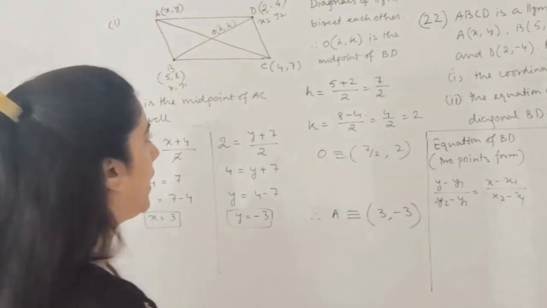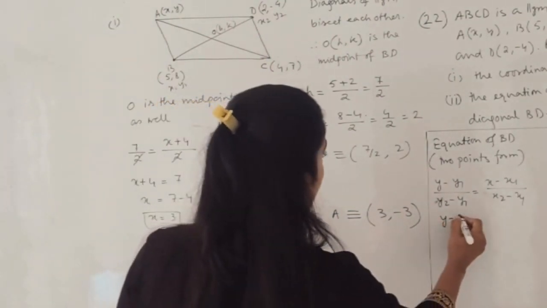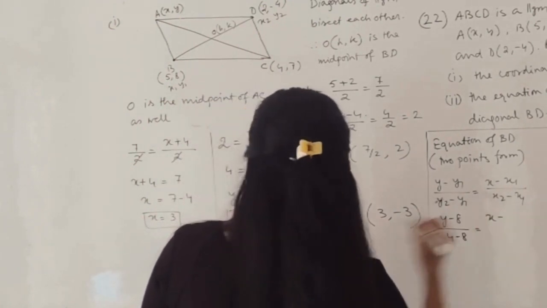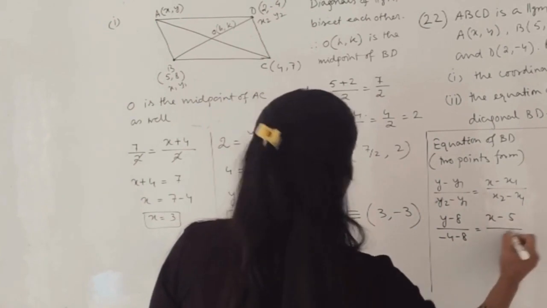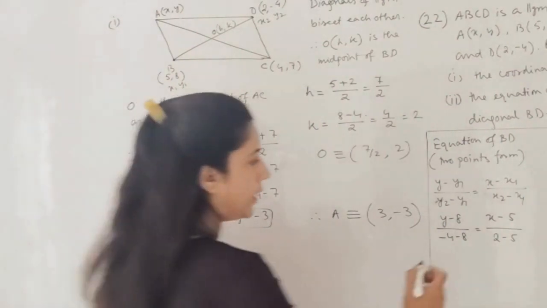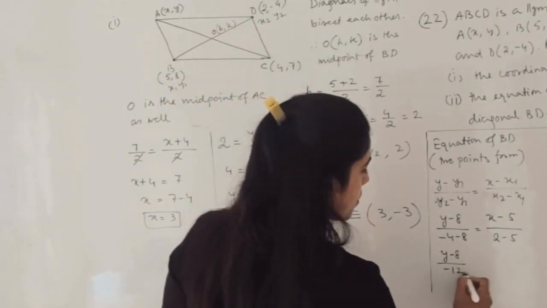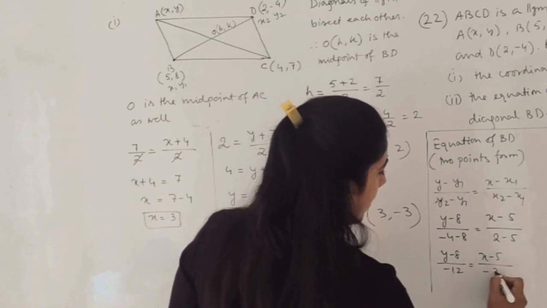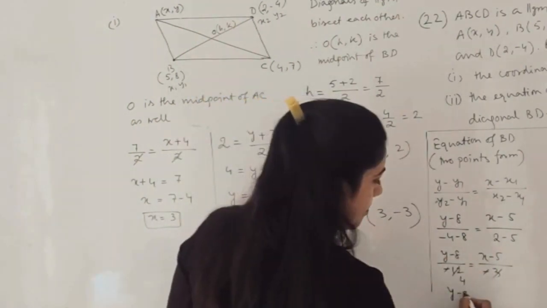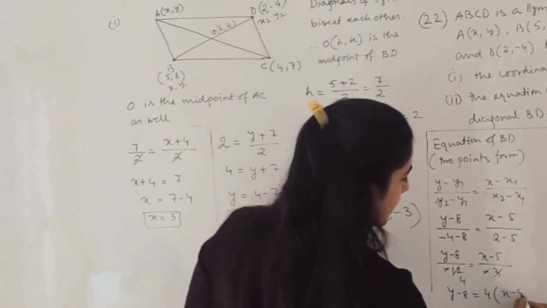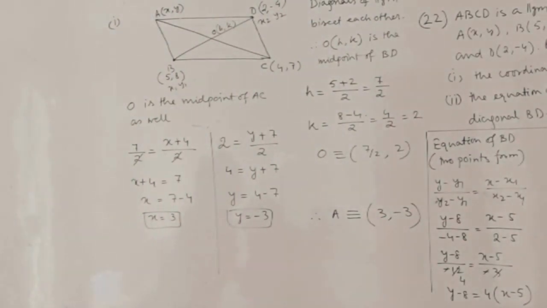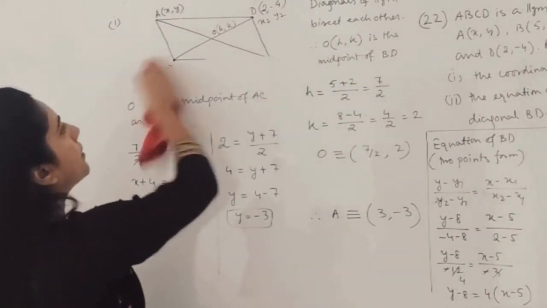Okay? So just put it there, y minus y1, that is y minus 8, upon y2 minus y1, that is minus 4 minus 8, is equal to x minus x1, x1 is 5, divided by x2 minus x1, that is 2 minus 5. Now just calculate this: y minus 8 upon minus 12 is equal to x minus 5 upon minus 3. Minus minus cancels, 3 into 4, cross multiply, y minus 8 is equal to 4 whole into x minus 5. Now we have to calculate this more.